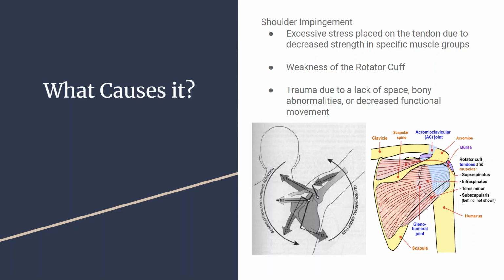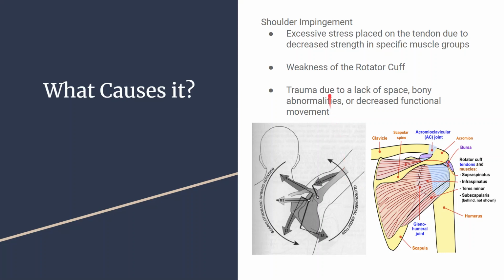Some of the things that you may see, right, or what causes it, is excessive stress placed on the tendon due to decreased strength in specific muscle groups. So if we look down here at this picture, this is what's called a force coupling. So all of these muscles, right, your deltoid muscle, your upper trap, your middle trap, your lower trap, and this serratus anterior, which is on the side flank or the lateral aspect of your body, need to fire in unison here with the appropriate activation to cause upward rotation of the scapula and to allow you to be able to reach up overhead.